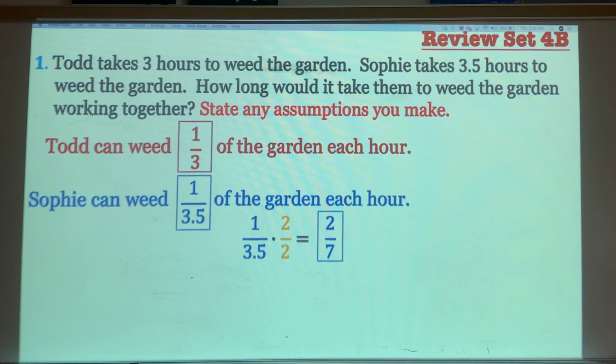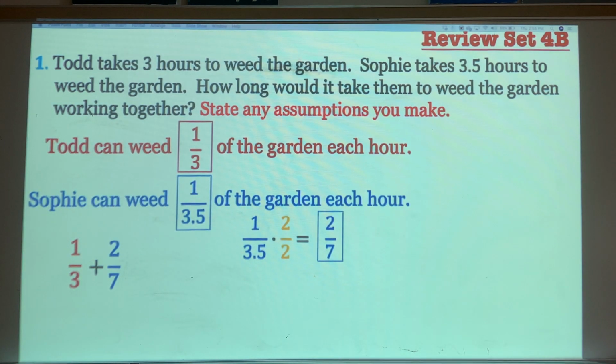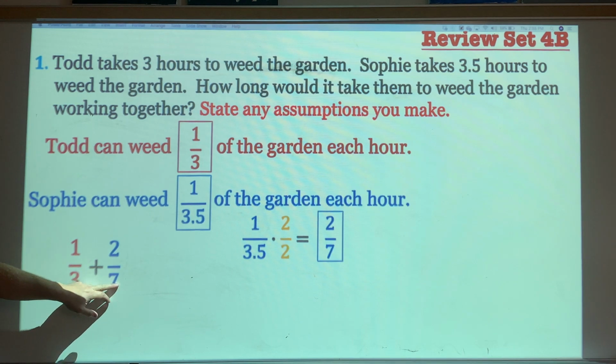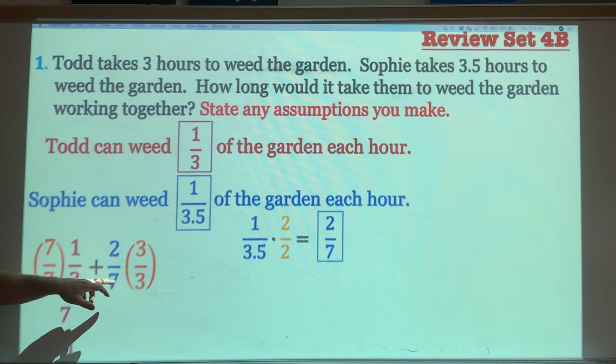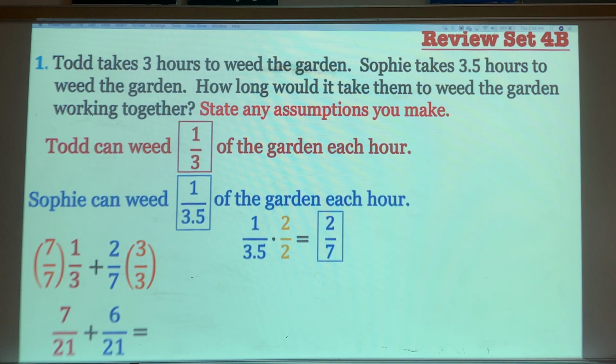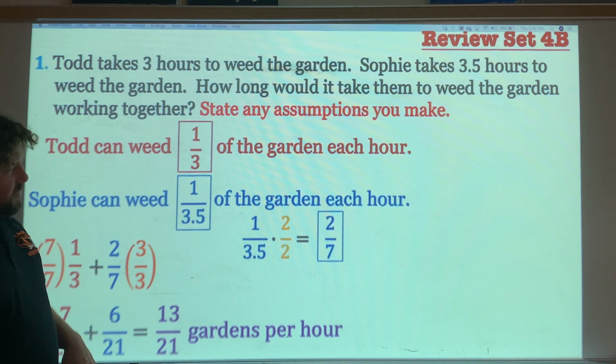So to find out how much they both can read together, you're going to add the fractions, 1/3 plus 2 over 7. You need a common denominator. So a common denominator of this is 21. Multiply the first one by 7 over 7. Multiply the second one by 3 over 3. 7 times 1 is 7. 7 times 3 is 21. 7 over 21. 2 times 3 is 6. 7 times 3 is 21. 6 plus 7 is 13 over 21 gardens per hour. All right, so they can pretty much do about 2/3 of the garden per hour.